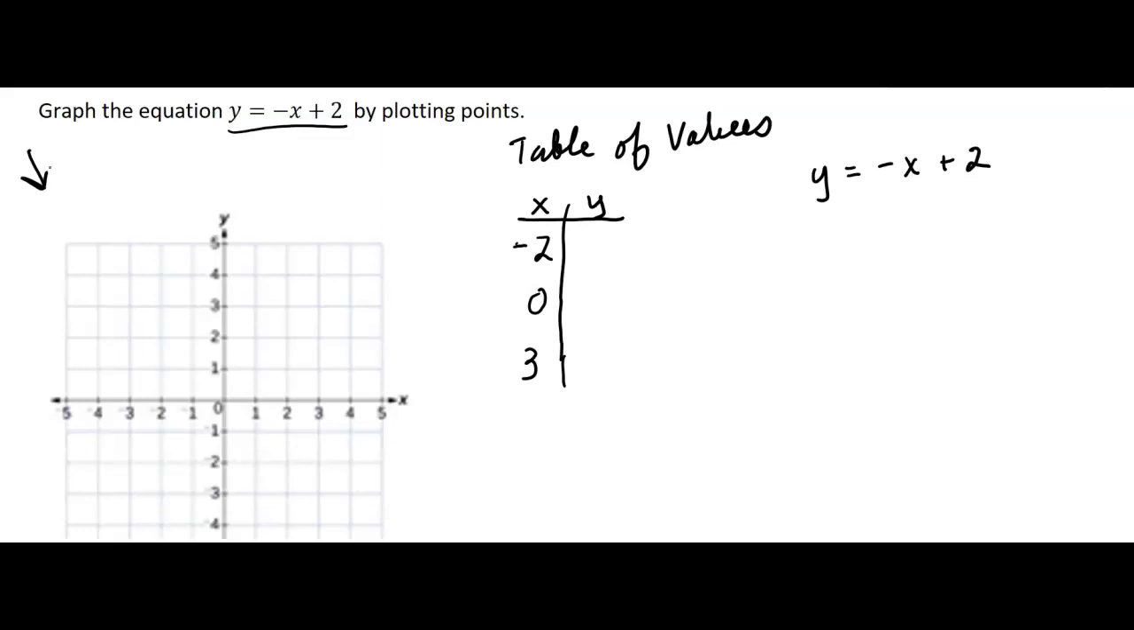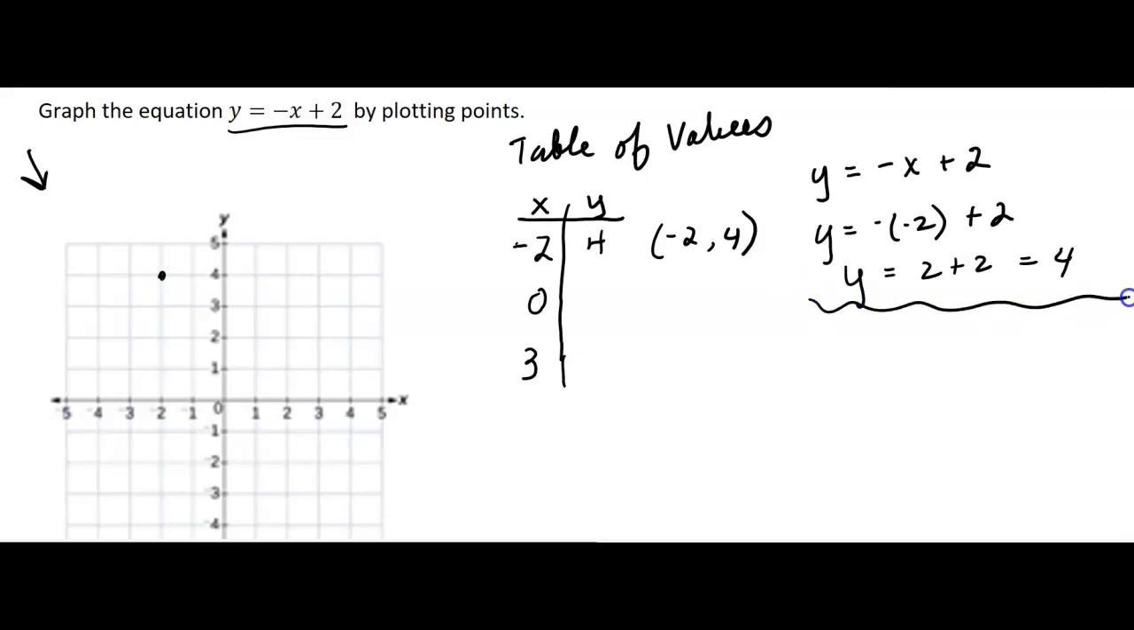And then I don't know what's going to happen for the y values, but I don't want them to be too big or too small. They won't fit on my graph paper. Okay, so I'm going to take the value -2 and plug it in the equation. I get y equals the opposite of -2 plus 2, or y equals 2 plus 2, which is 4. So there's a point -2, 4 that works for that equation, and therefore it's part of the graph. So now I want to graph that ordered pair, -2, 4. You're right there. Okay?